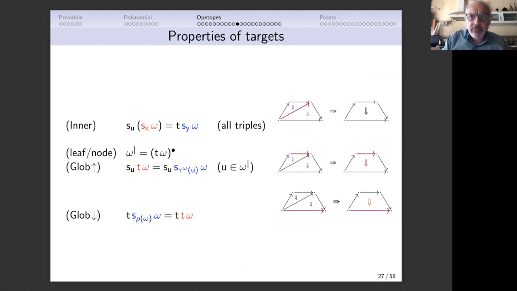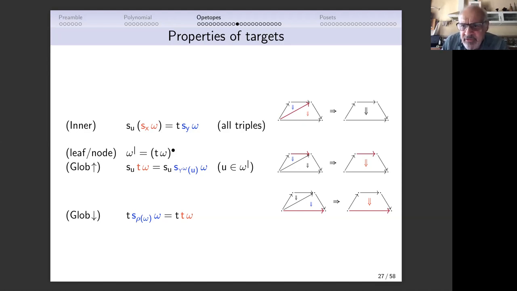Now that we know that opetopes have targets, they also obey some laws. And these are the opetopic laws that will govern the category of opetopes. So here we have three laws, one governing internal edges. An internal edge in an opetope can be seen as a source of the red thing here, or the target of the blue thing here, and it should be the same. So that's what this equation says.